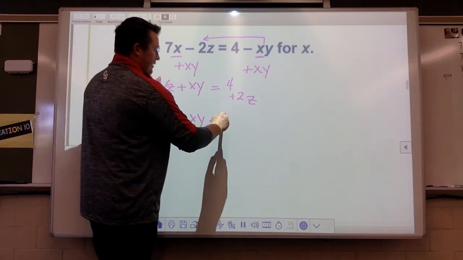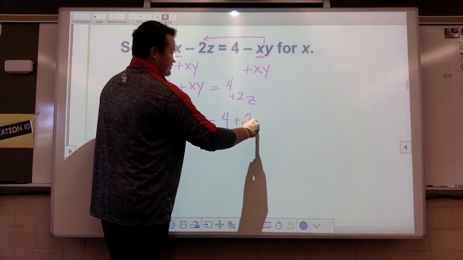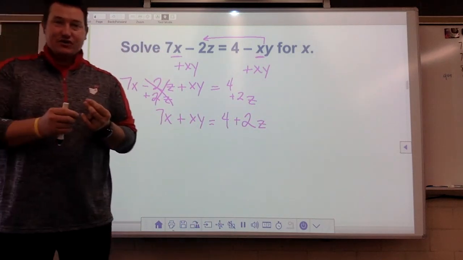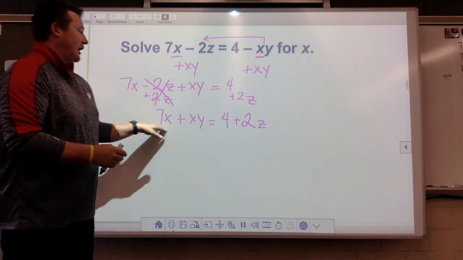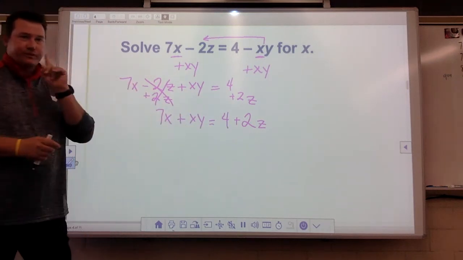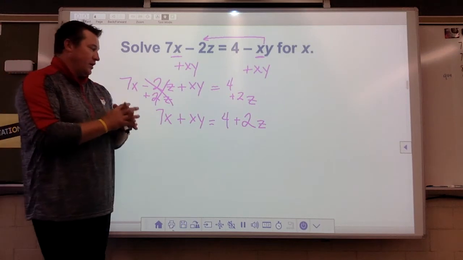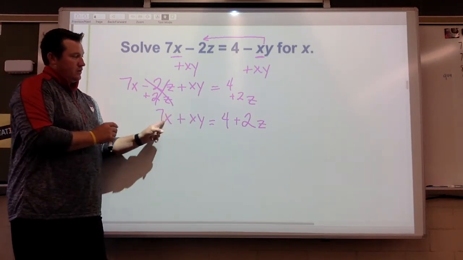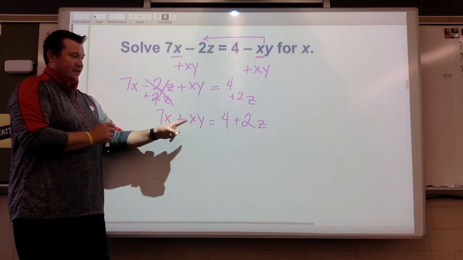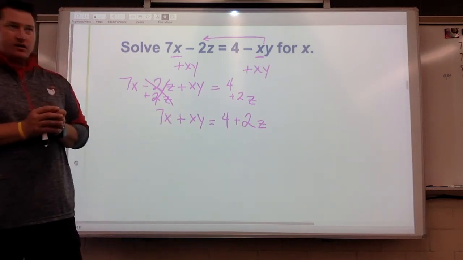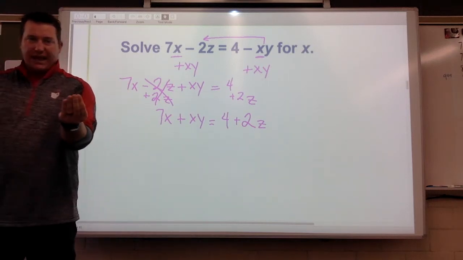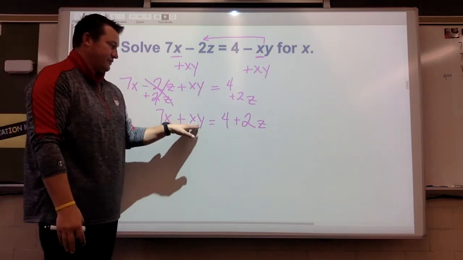Okay? 4 plus 2. Make sure your z's look like z's, not the number 2's. Okay? All right, there we go. This is what we want to have happen, my friends. Okay? Look. I've got 2 x's here. I wonder if I could somehow magically pull an x out of each one of these terms.